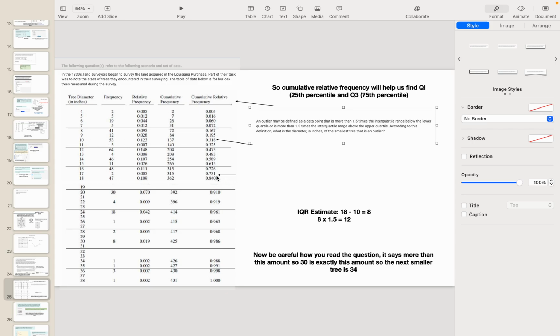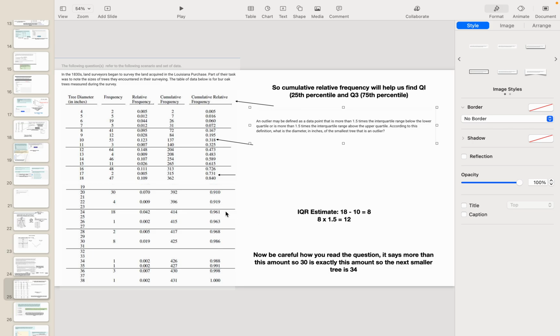And I have the same issue here. I have the 73rd percentile to the 84th, but then again, there's only 2 of these, so I know for certain that 18, the 75th percentile, is going to occur for 18. So now I find the interquartile range. 18 minus 10 is 8. Multiply that by 1.5, I get 12.